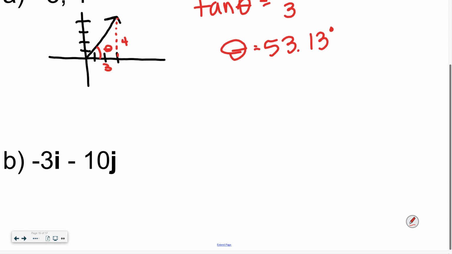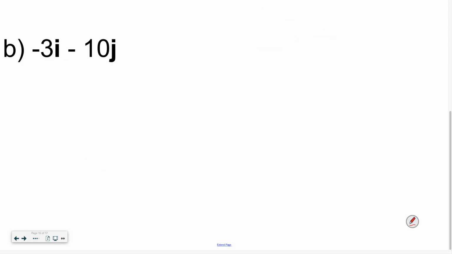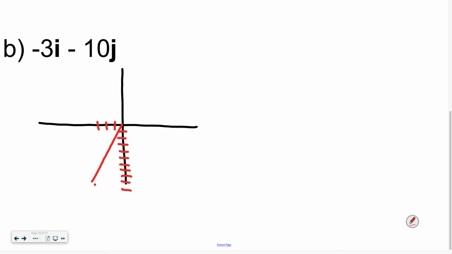So let's talk about example B. Negative 3i minus 10j. Which quadrant does that lie in? I'll let you try that again. Okay. So technically we are going to find this angle, but we are going to have to use a reference angle to get there. Oh, that was a terrible triangle. So 3 and 10.